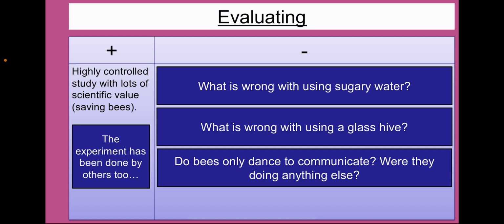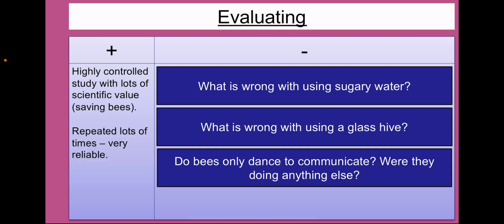There's the idea that other people could repeat this study because it's so well controlled and standardized, so we can be confident that the bees were communicating about the location of food because of that control and because of the standardization. It's been repeated with reliable results. Now, obviously, using a lab experiment comes with a lot of negatives as well.